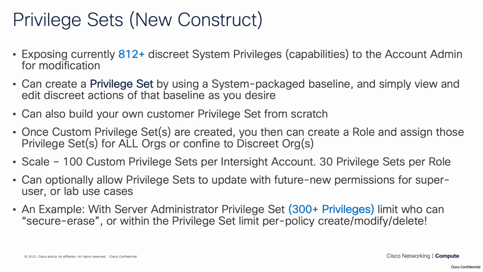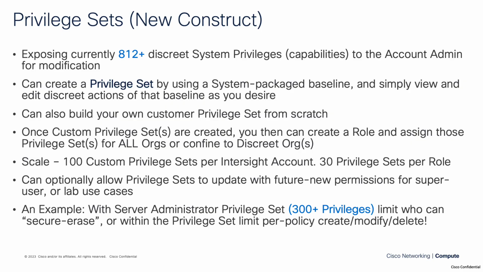Okay, talking about privilege sets, first and foremost, it's a new construct that you're going to see in the UX. And as such, when you create a custom privilege set, you're going to have 812 discrete system privileges exposed to you that an account admin can then modify, enable, or disable as desired. The reason it says 812 plus is because we're thinking about future capabilities with Intersight. As we bring them to Intersight, we very well might be expanding this privilege count. But for now, phase one, it's going to be 812.